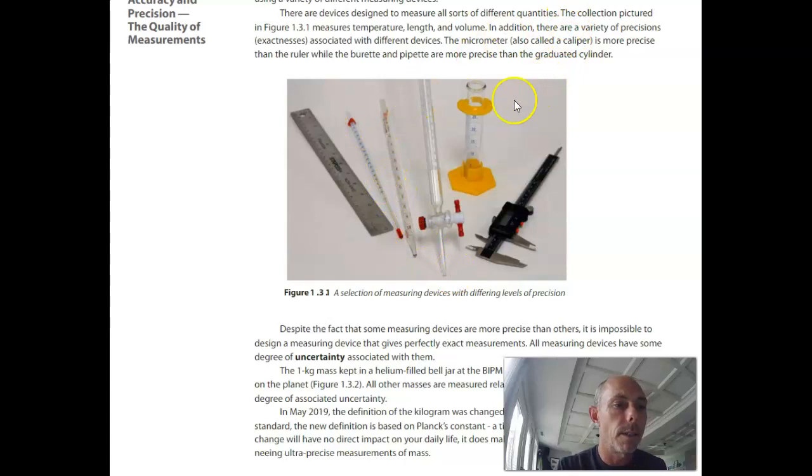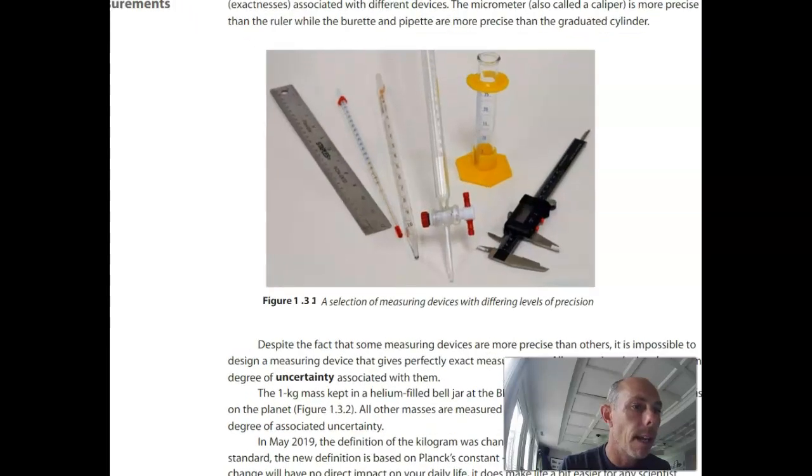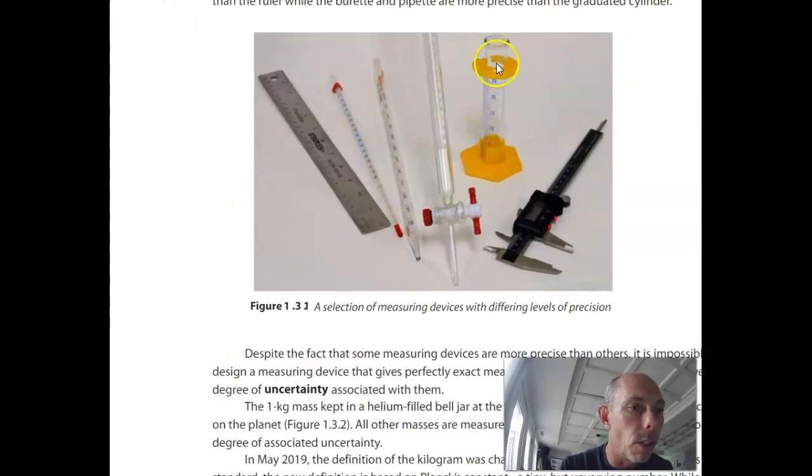So as we look at this picture here, we see that we've got a graduated cylinder here, we've got a burette, we've got a ruler, and then this is a pipette. Each of these devices, if we zoom in, has some incrementation on it. What you may not be able to see is that this graduated cylinder is incremented to the 1 milliliter. The smallest increments on there are 1 milliliter increments.